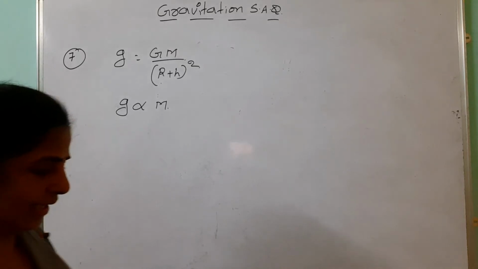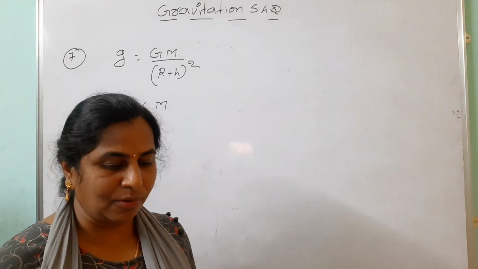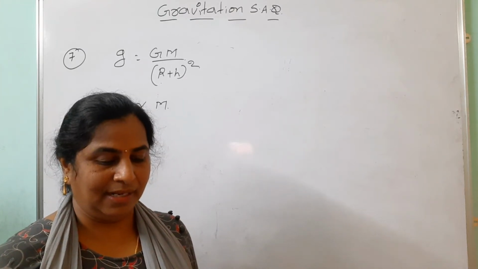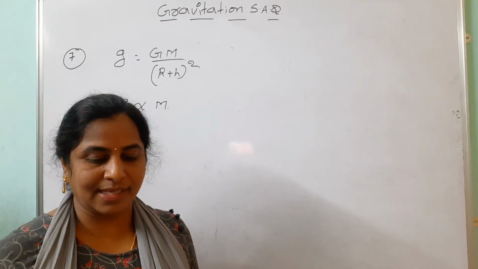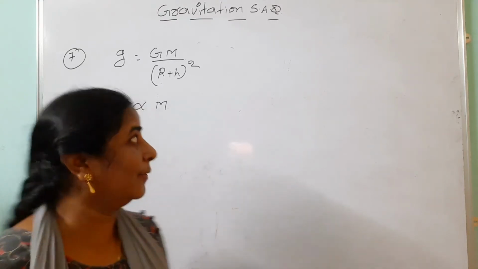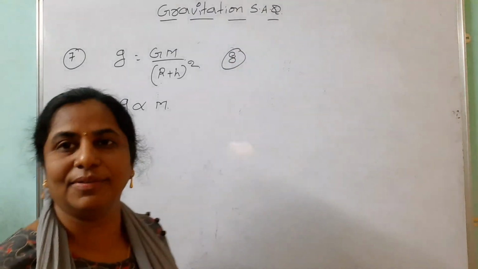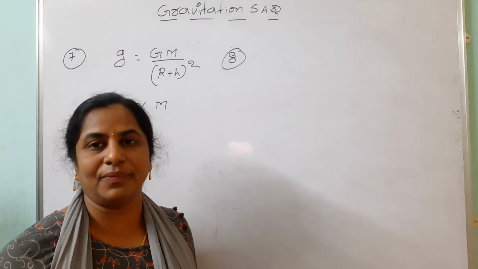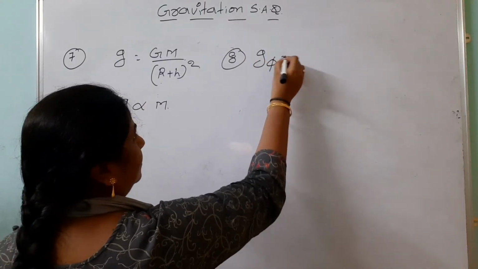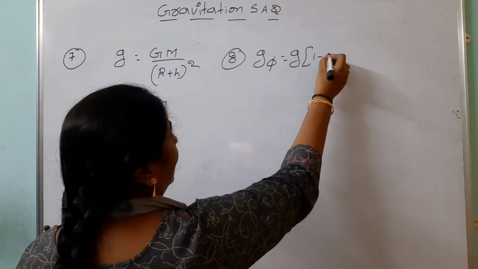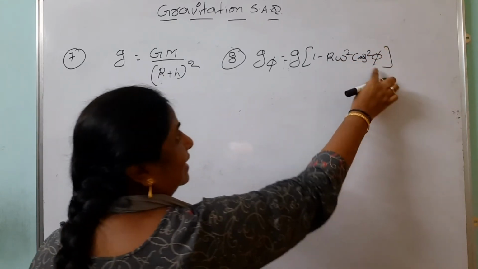Then our eighth question is, you should remember that the weight of an object is more at the poles than the equator. At which of these we can get more sugar? More sugar for the same weight. Look here, it's very interesting. You remember that variation of g with height we have completed, with depth also you know the expression. Now latitude means with respect to angle. See, g_phi equals g into (1 minus R omega square cos square phi). So with respect to angle, that is changing.